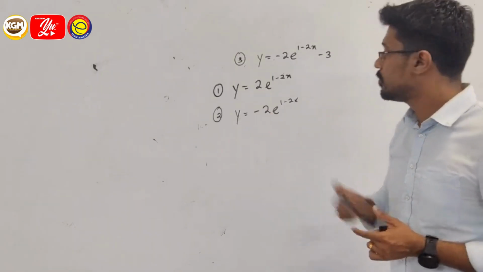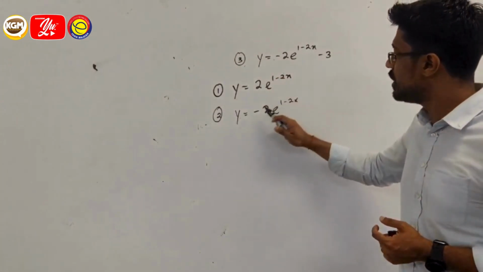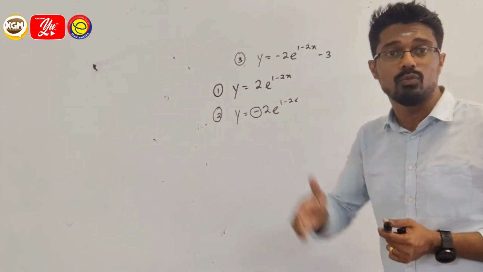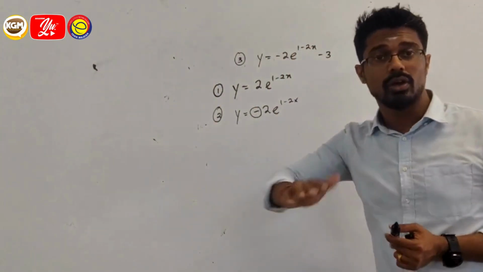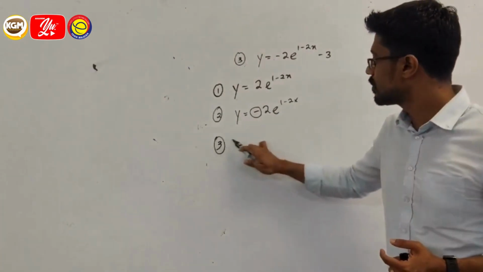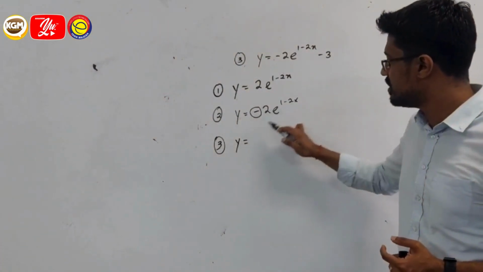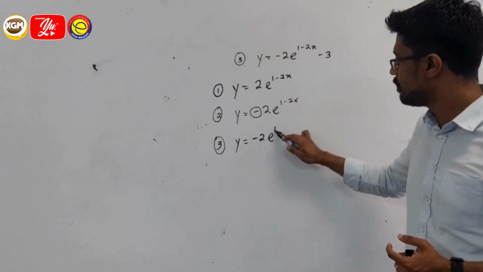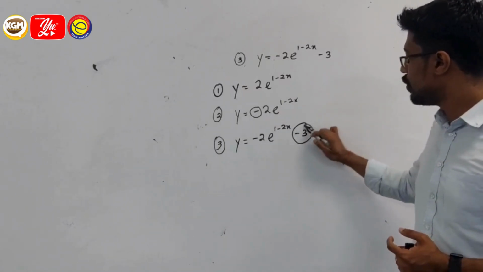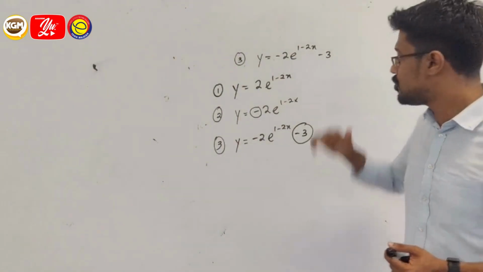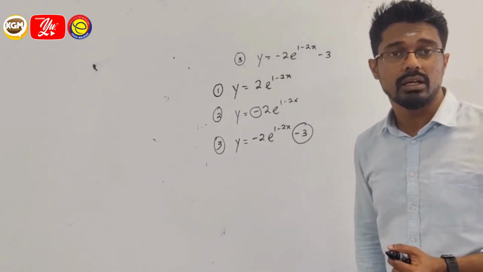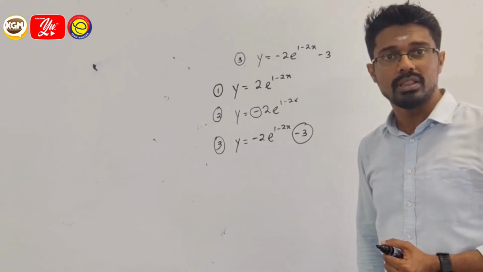For those wondering why it's like that, it's very simple. Once we have drawn the first graph, in order to obtain the second, the effect of adding a negative means you reflect about your x-axis. And then finally, I will consider negative 3, which means shifting the graph downwards by 3 units. Hope you get the idea. Let us complete this.